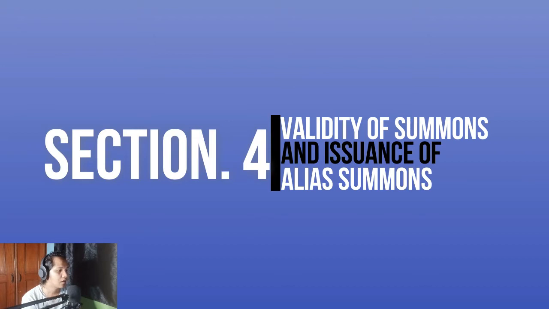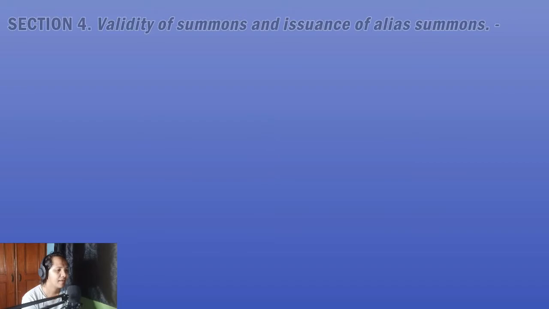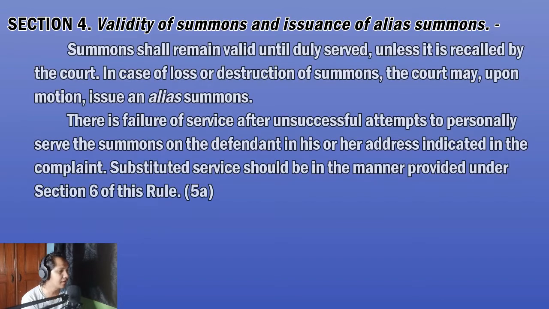Section 4. Validity of summons and issuance of alias summons. Summons shall remain valid until duly served, unless it is recalled by the court. In case of loss or destruction of summons, the court may, upon motion, issue an alias summons. If there is failure of service after unsuccessful attempts to personally serve the summons on the defendant in his or her address indicated in the complaint, substituted service should be in the manner provided under Section 6 of this rule.